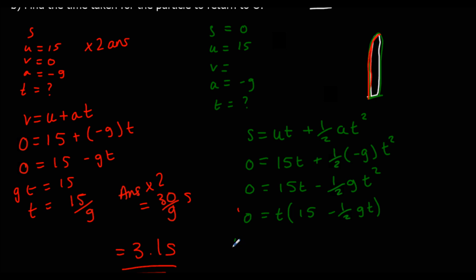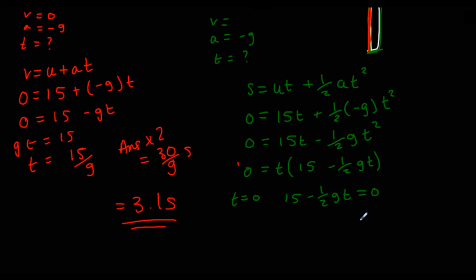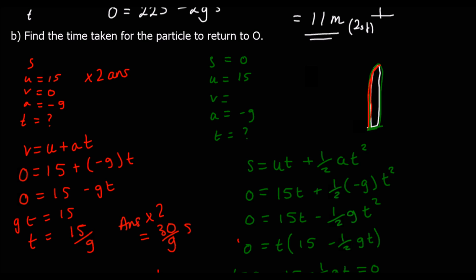So we say either t equals 0, which is where displacement was 0 at the start, or 15 minus half gt equals 0. So 15 equals half gt. Double both sides and divide by g, and we get the same answer. So you can see we get the same answer by doing both methods.